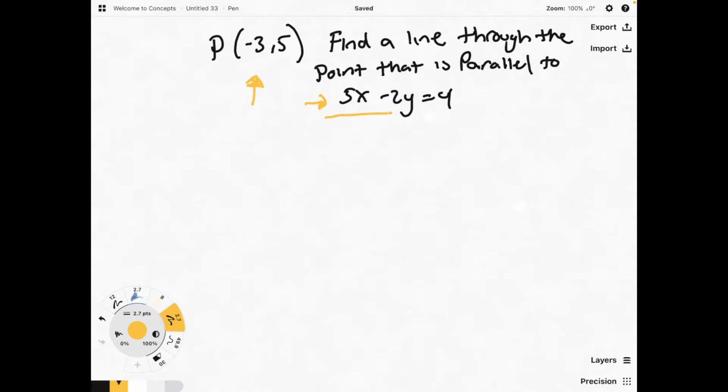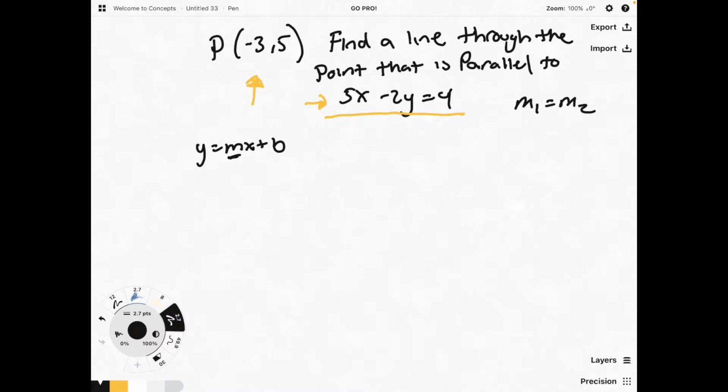Let's get this equation into a form that we're familiar with, and let's try to turn it into y equals mx plus b, because that way we will have identified what m is, because we know that the slope of one line must equal the slope of the other line.